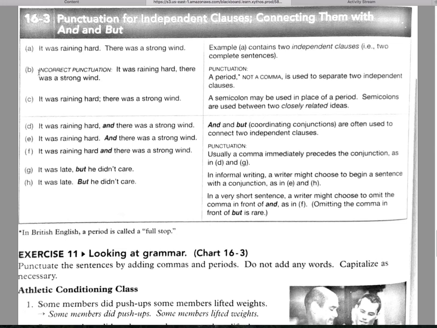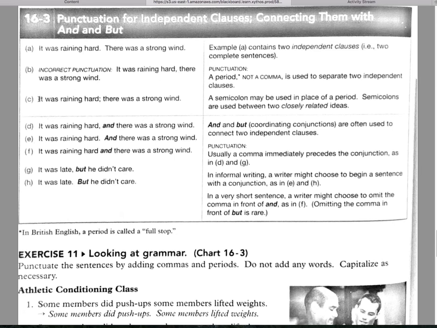You would not say, this is incorrect: it was raining hard, comma, there was a strong wind. A period, not a comma, is used to separate 2 independent clauses. So no comma here. Because there's 2 independent clauses, we need a conjunction to connect them, not a comma.